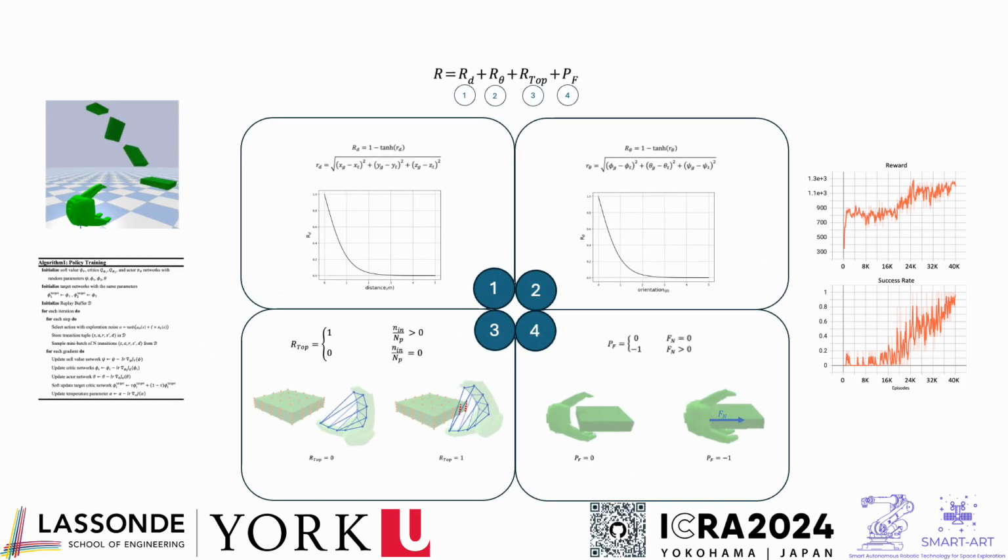Our reward function has 4 parts. The first 2 guide the gripper to reduce pose differences, with values bounded between 0 and 1. The third part encourages the gripper to position the target within its palm, and the last part penalizes any contact with the target.